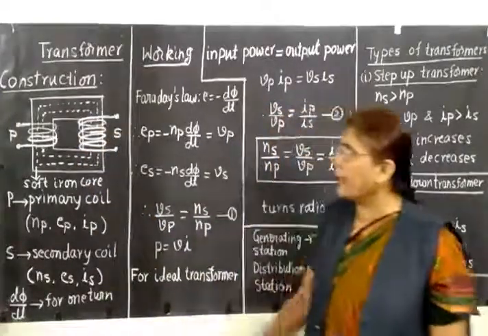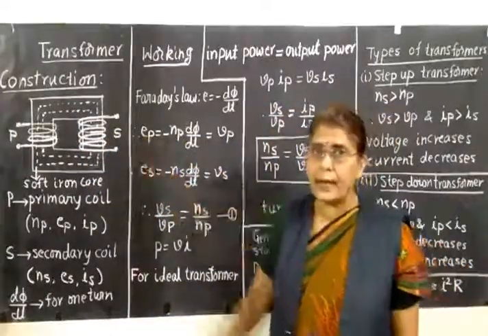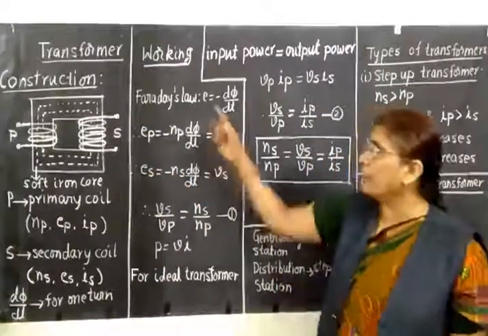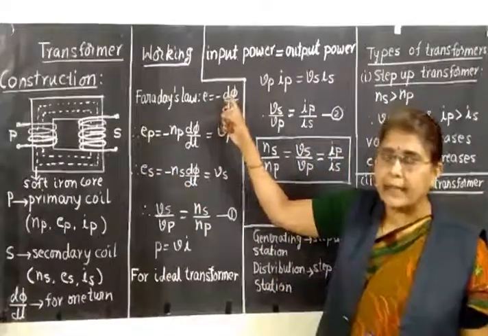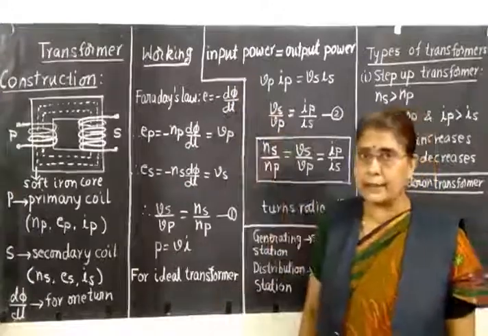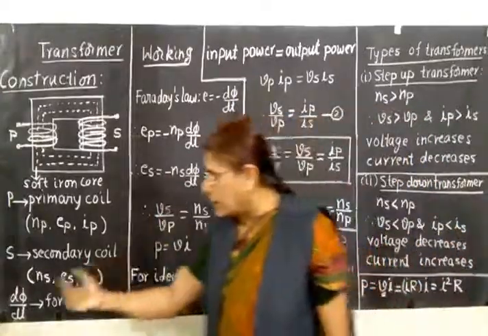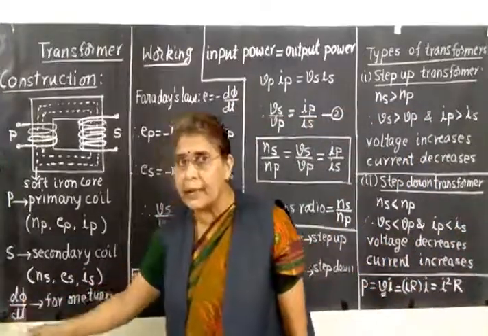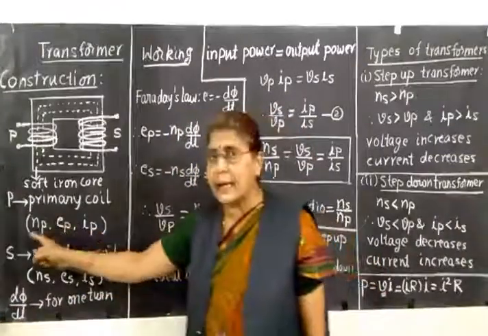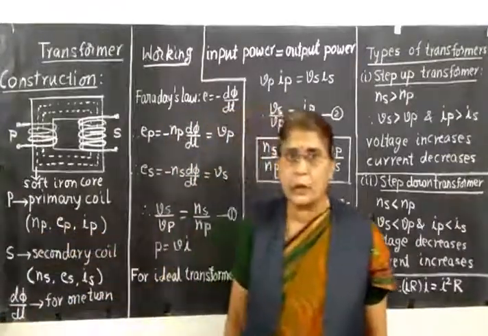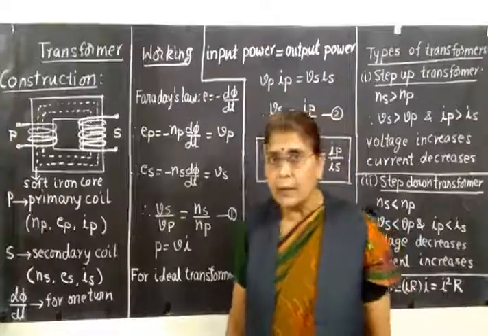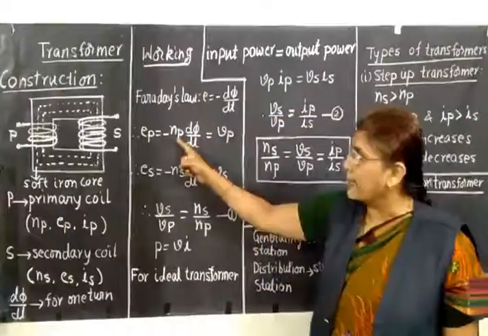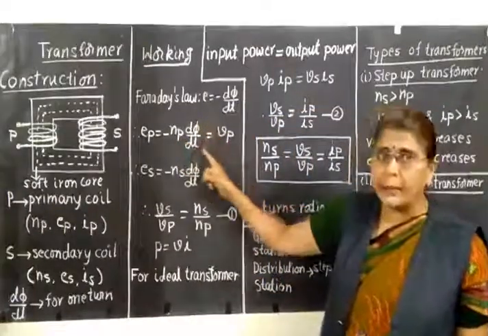Now first we shall find out EMF induced in the primary coil. So EMF induced is nothing but minus the rate of change of flux. Now for one turn the change of flux is d phi by dt. In the primary coil there are NP number of turns. So what will be the total change in the flux? That will be minus NP into d phi upon dt.